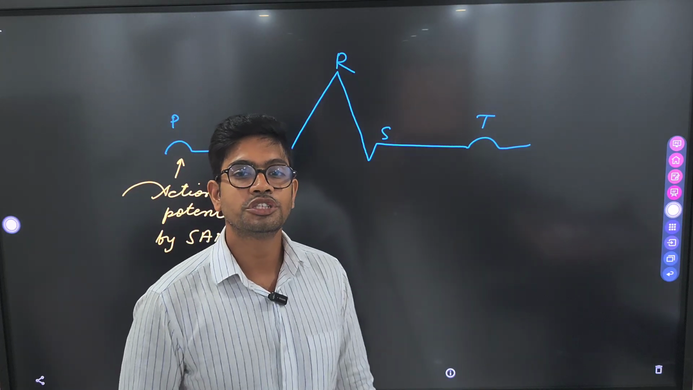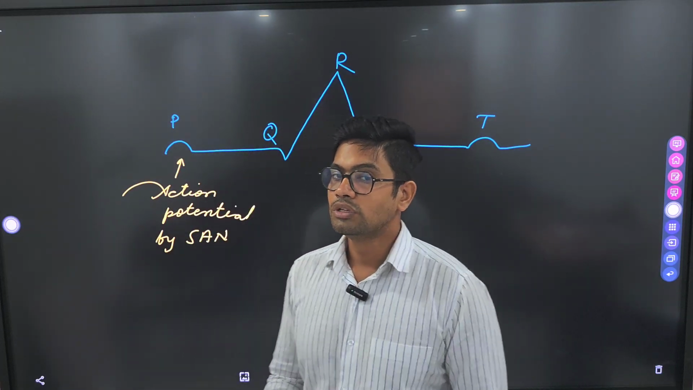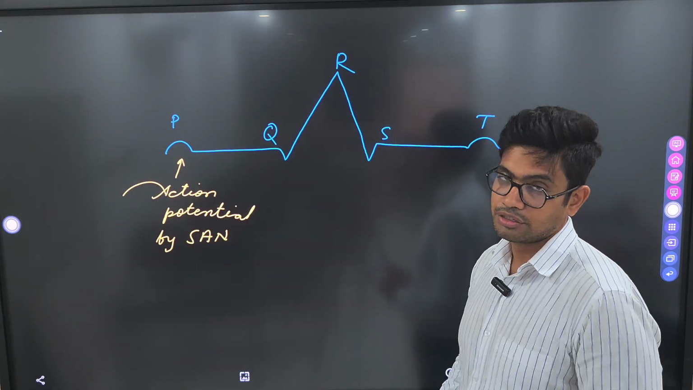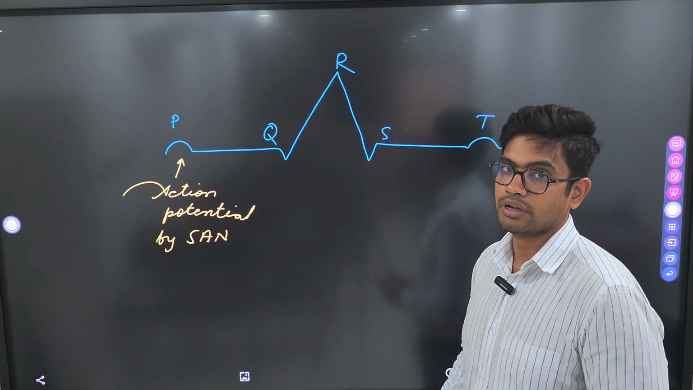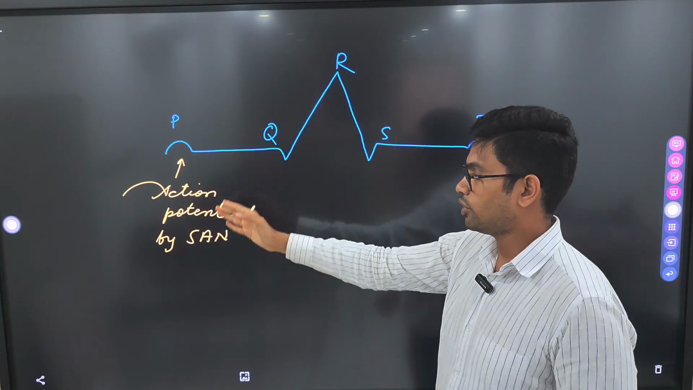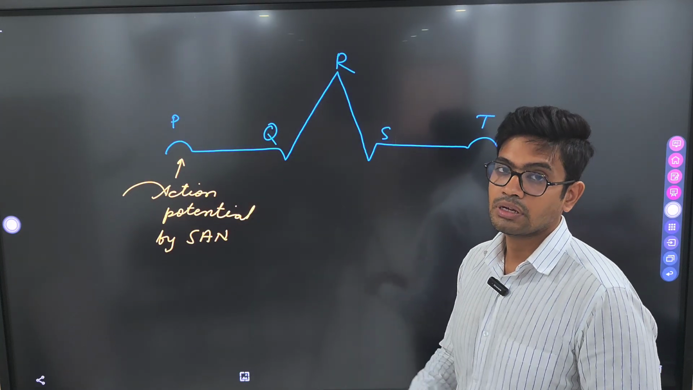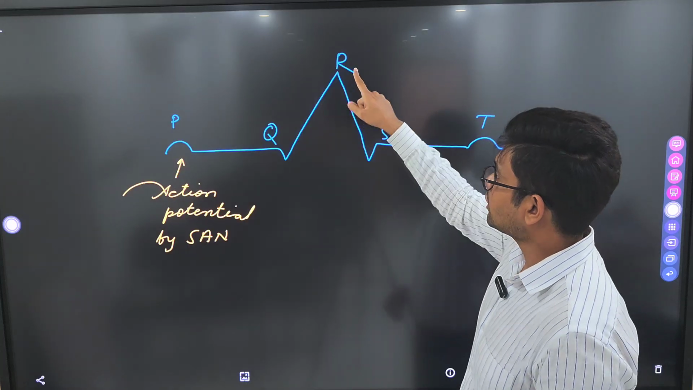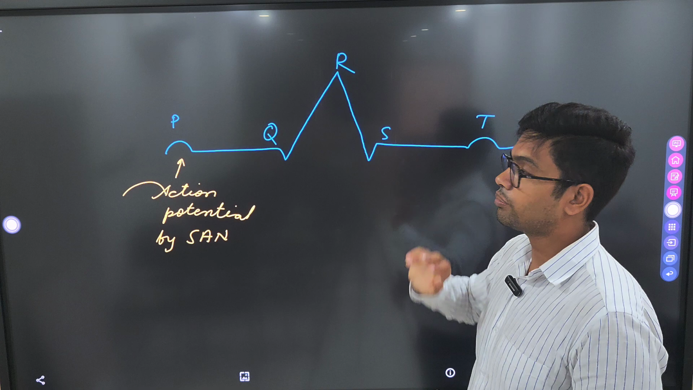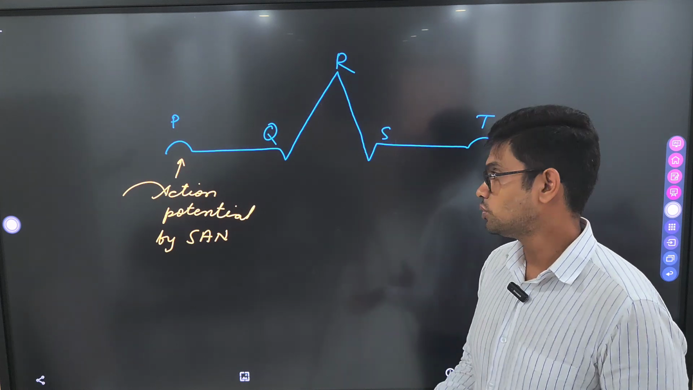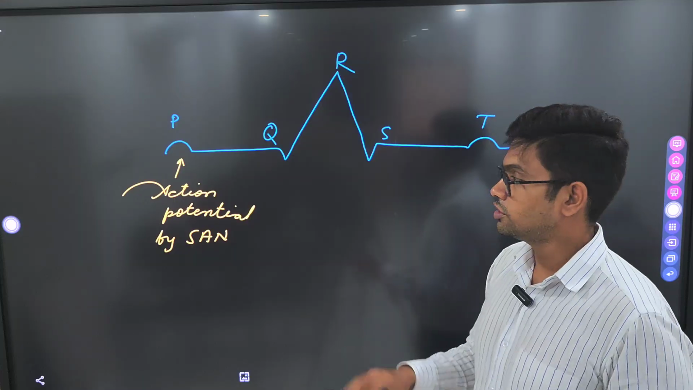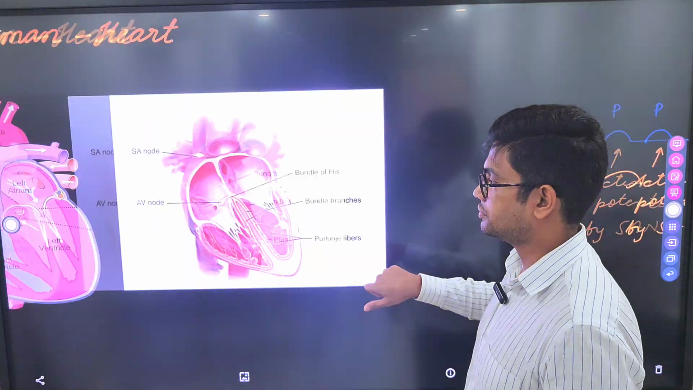the end of systole. So that is how the beating of the heart, or heartbeat, is monitored, and this is the way it is represented. So P is the action potential by the SAN, meaning the atrial systole. The QRS complex shows ventricular systole, and T shows the end of ventricular systole. So this is how the heartbeat is monitored.